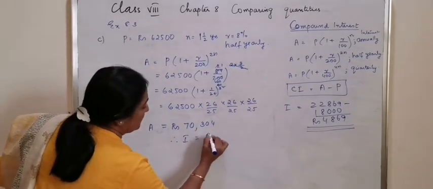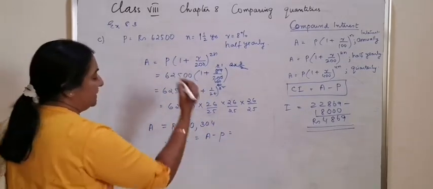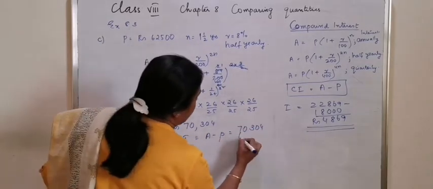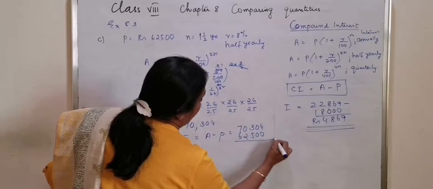Therefore, interest is equal to amount minus principal, that is 70,304 minus 62,500.